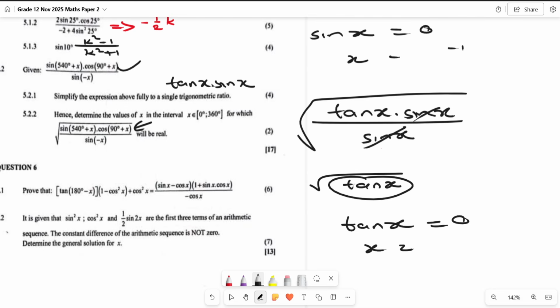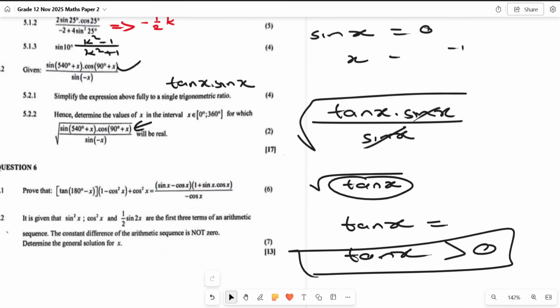Tan is positive in which quadrant? Tan is positive in the first quadrant and in the third quadrant, right? We just have to say tan x has to be greater than 0. Just leave it like that.